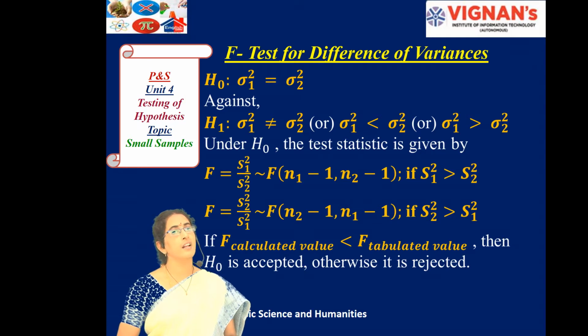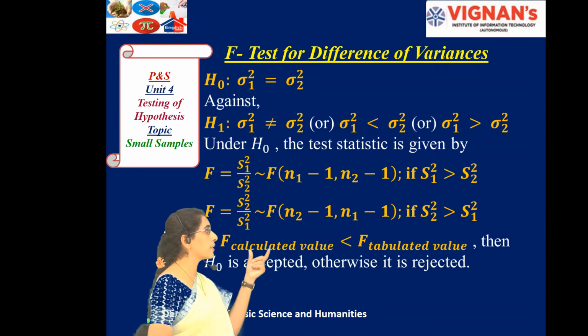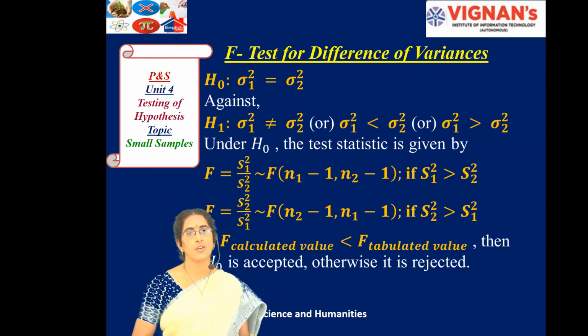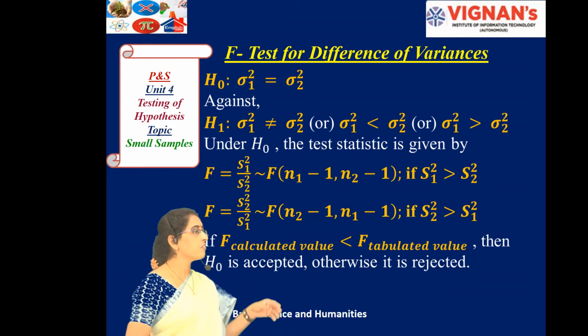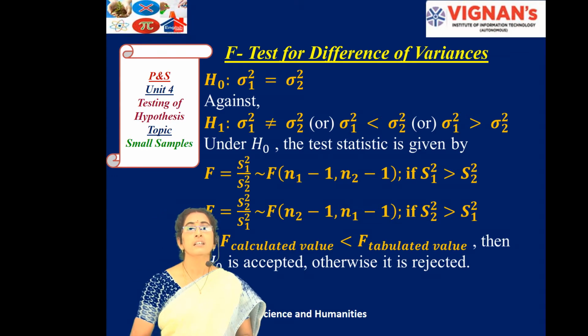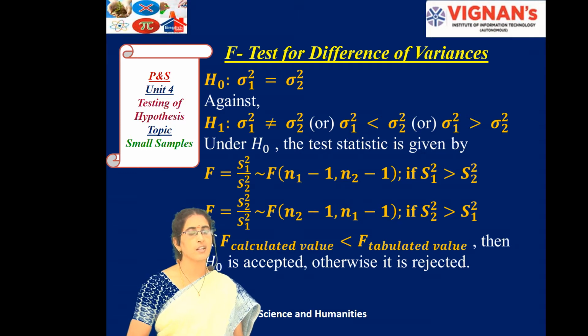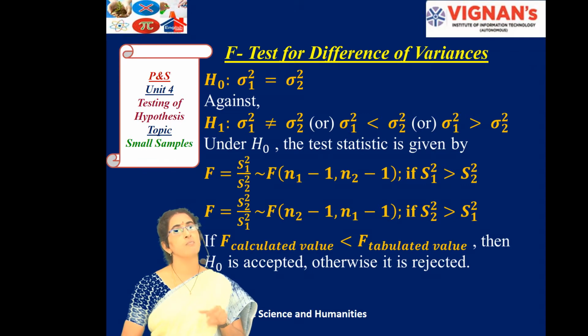Then under the null hypothesis we have two cases. First we have to find capital S1 square and capital S2 square, which are given by the formula: capital S1 square is 1 by n1 minus 1 times the summation of x1 minus x1 bar whole square, where the summation of x1 minus x1 bar whole square is also known as the sum of squares of deviations from the mean.